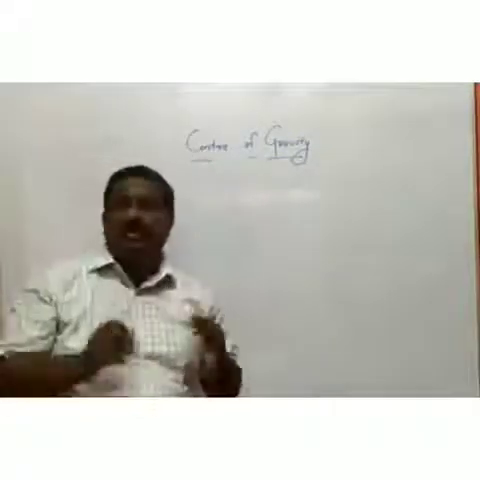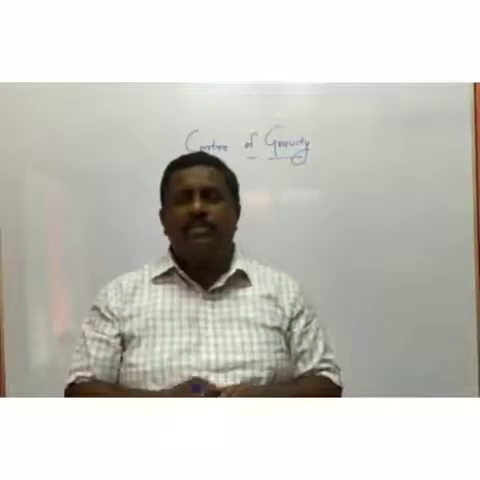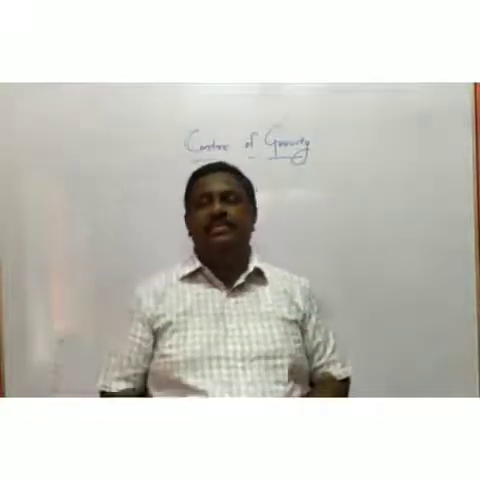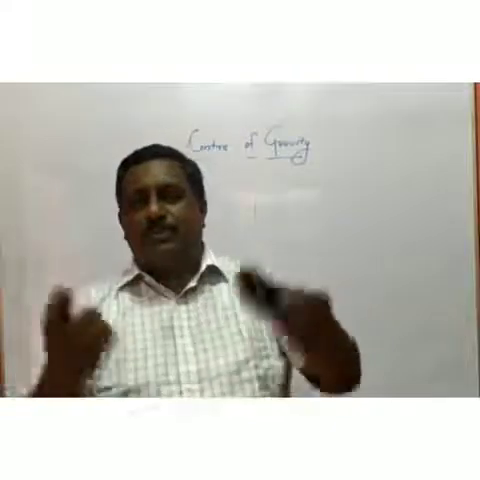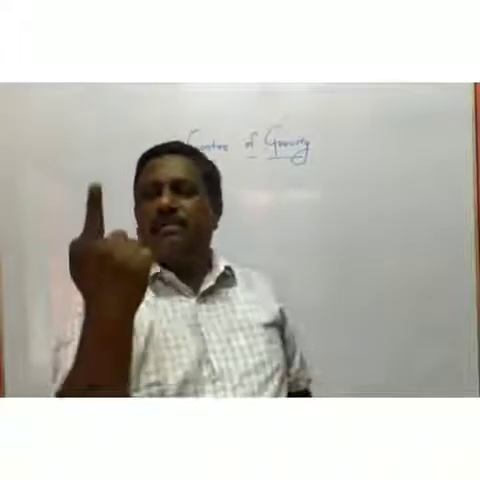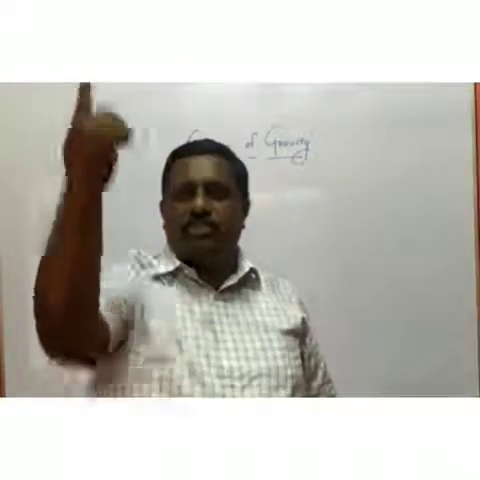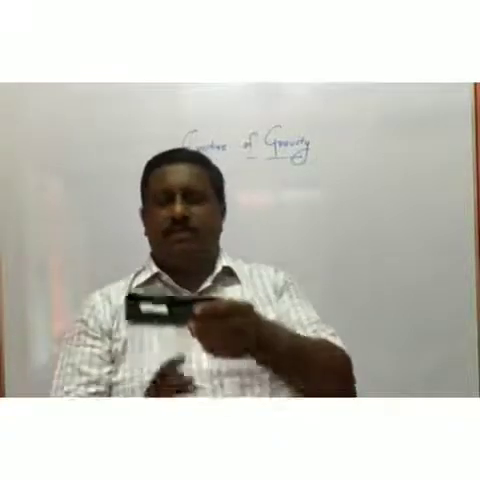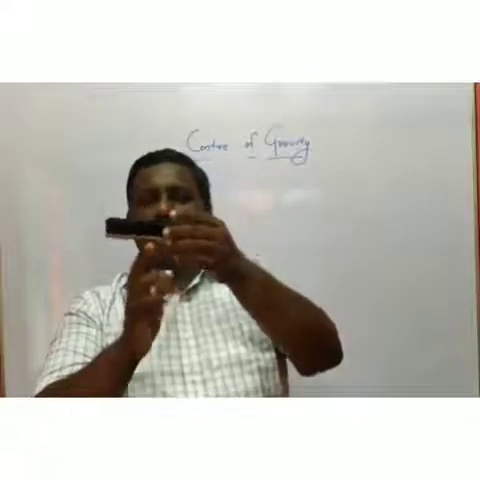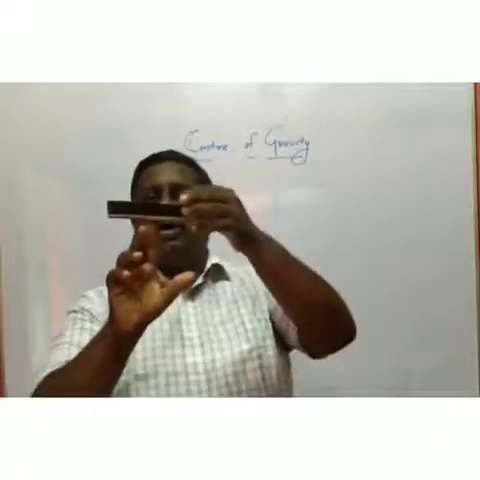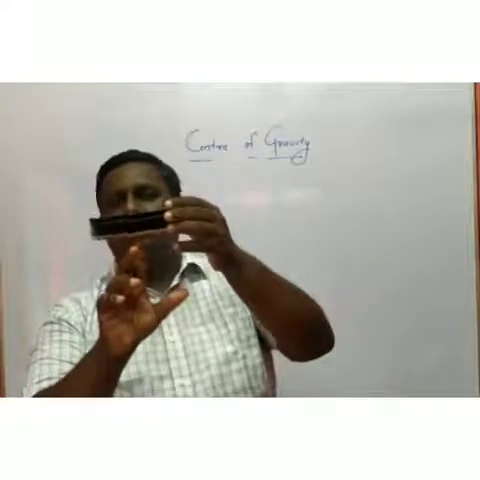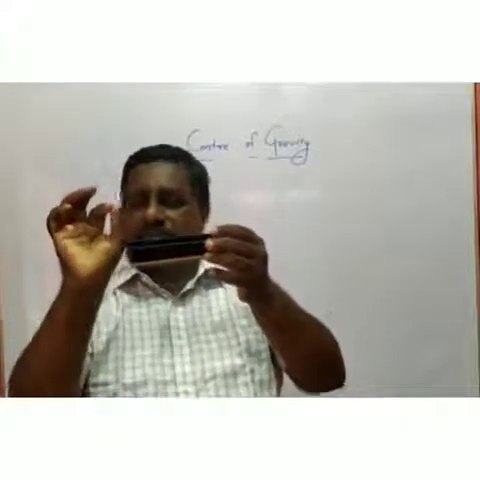Center of gravity means the point at which we can balance a body. Suppose this is a duster. You know circus persons balance a long stick at the tip of their index finger. Okay, you know it. Similarly, if you can balance this duster at a fingertip, then there should be a certain point.